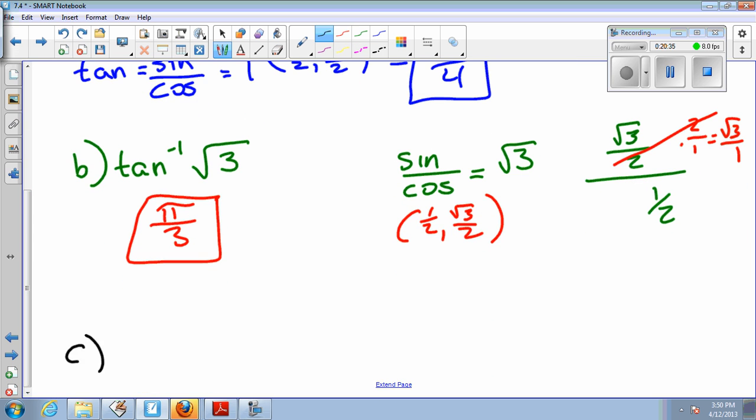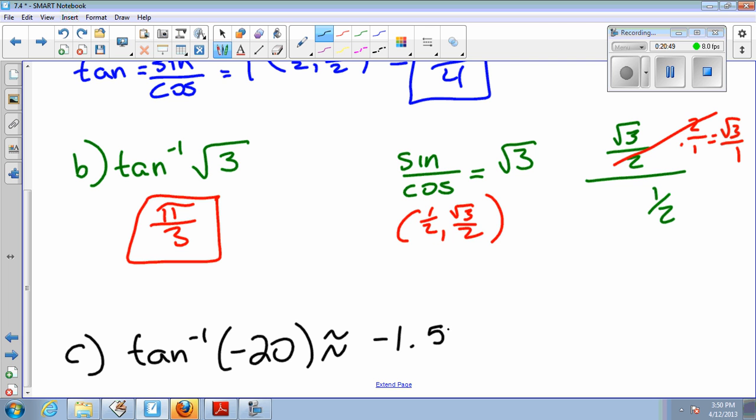Part C, inverse tangent of -20. You're going to have to use a calculator, and we approximate it to -1.521.